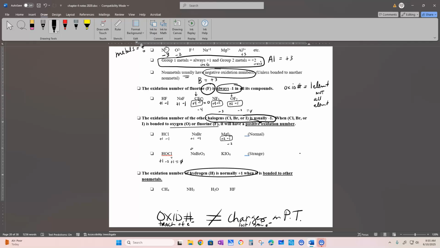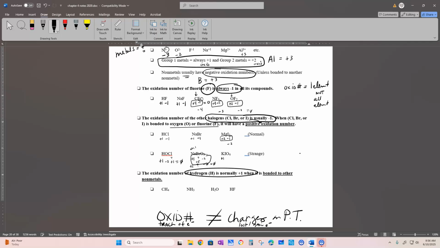Sodium is in group 1, G1, so +1. I don't know bromine because I see oxygen, but oxygen, -2 times 3, -6. So now 1 plus something minus 6 has to get me to 0. Well, that must mean the bromine has to be +5. Okay.